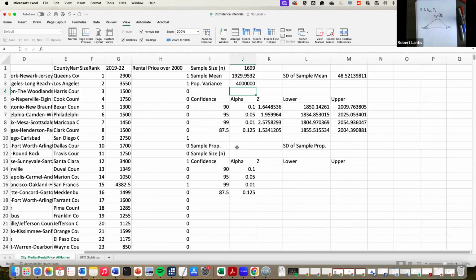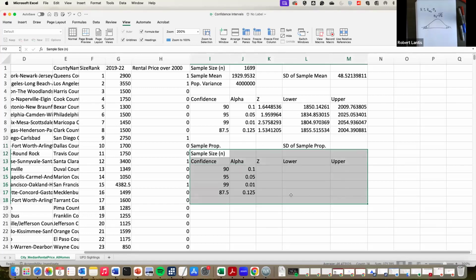What about for a proportion? Well, I have this variable, which is a 1-0 variable. So I can say, okay, what was the proportion of cities that had rental prices over $2,000 a month? Well, I could do this however I wanted to. So I'll show you one way first.